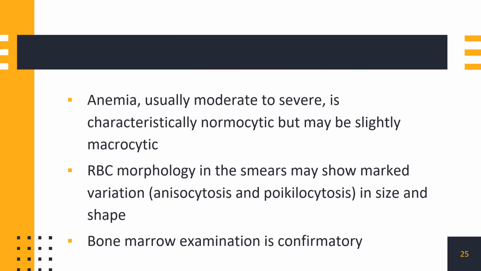The anemia in this condition will usually present as moderate to severe, is typically normocytic but may be slightly macrocytic. The shape of the RBC in the smears may display marked variation in size and shape, and bone marrow examination is confirmatory.